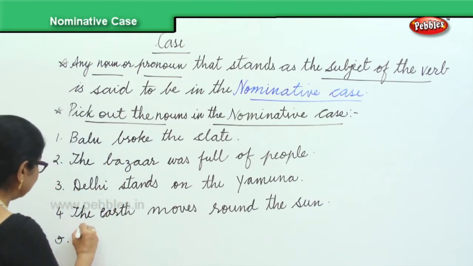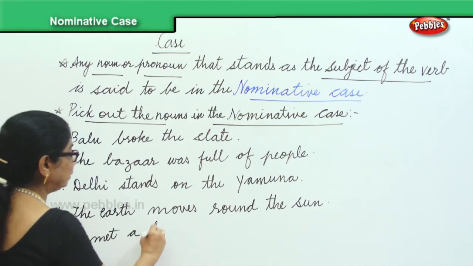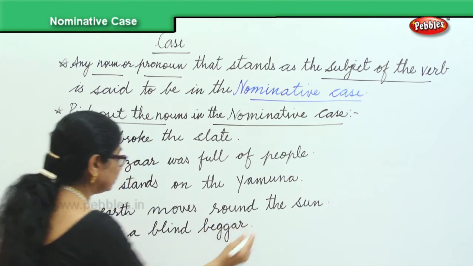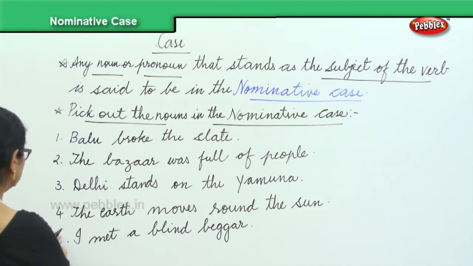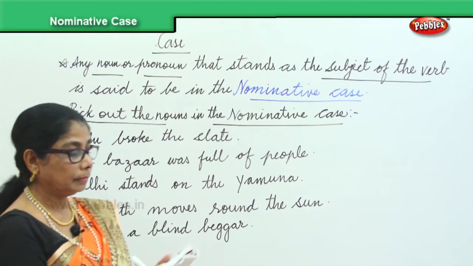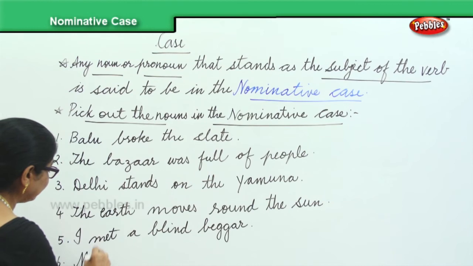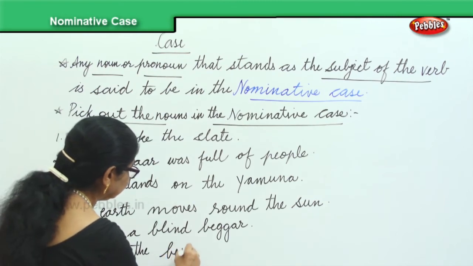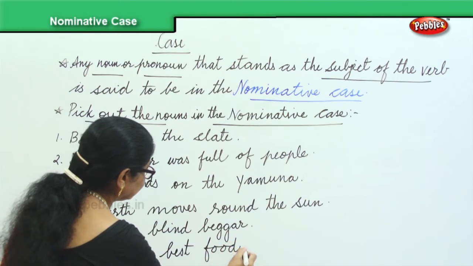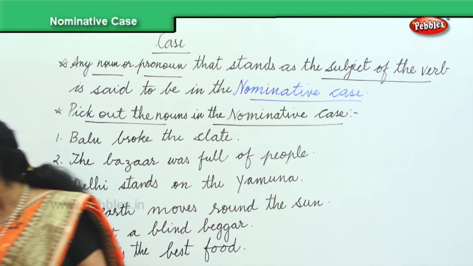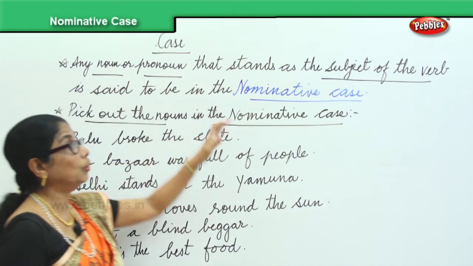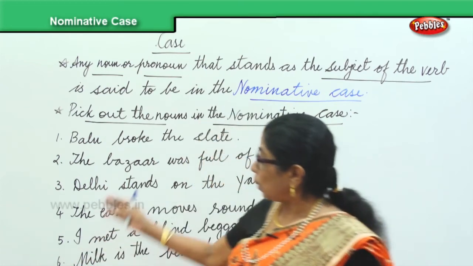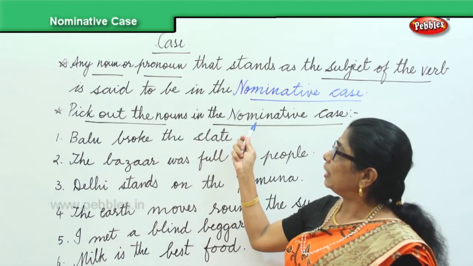I met a blind beggar. Milk is the best food. Now, we are looking at any noun or pronoun that stands as the subject of the verb. And that's supposed to be in the nominative case. So, I have six sentences here. Pick out the nouns in the nominative case.